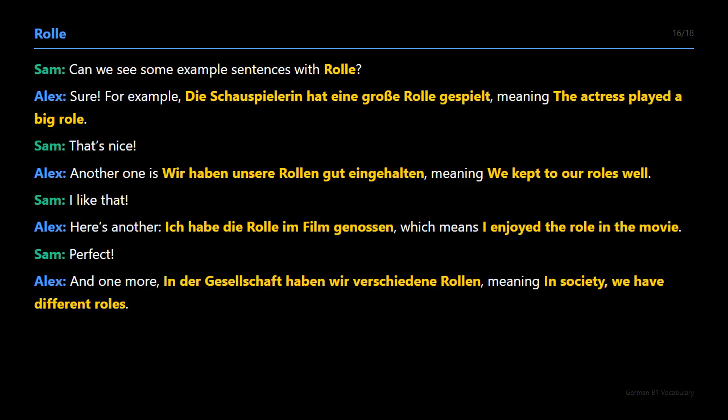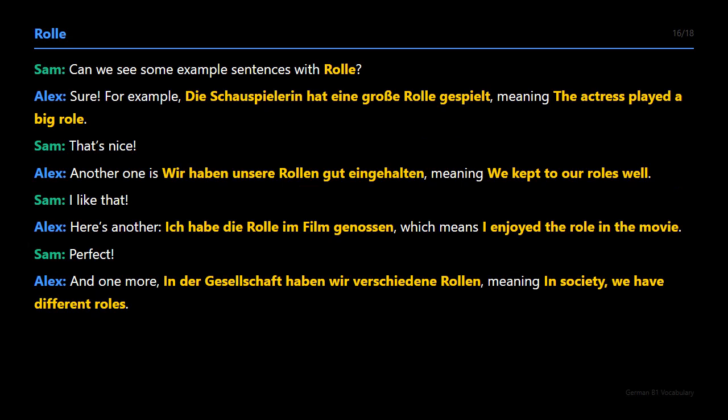Can we see some example sentences with Rolle? Sure. For example, Die Schauspielerin hat eine große Rolle gespielt, meaning, The actress played a big role. That's nice. Another one is, Wir haben unsere Rollen gut eingehalten, meaning, We kept to our roles well.